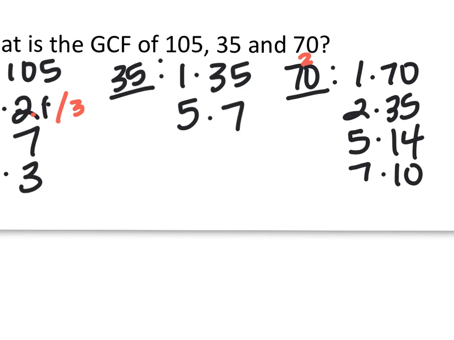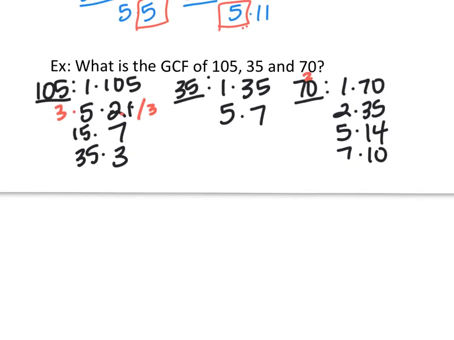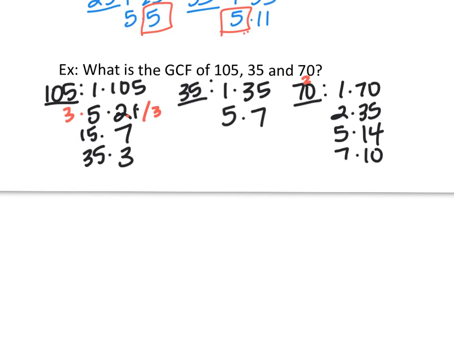Now we just need to look at our 3 sets of numbers and see which one we have in common. And it looks like the biggest number that they all have in common, to me, let's see, we've got a 7 and a 7. That looks like that's going to be the biggest one. So the greatest common factor of 105, 35, and 70 is 7. That's it. Great job on Unit 1.